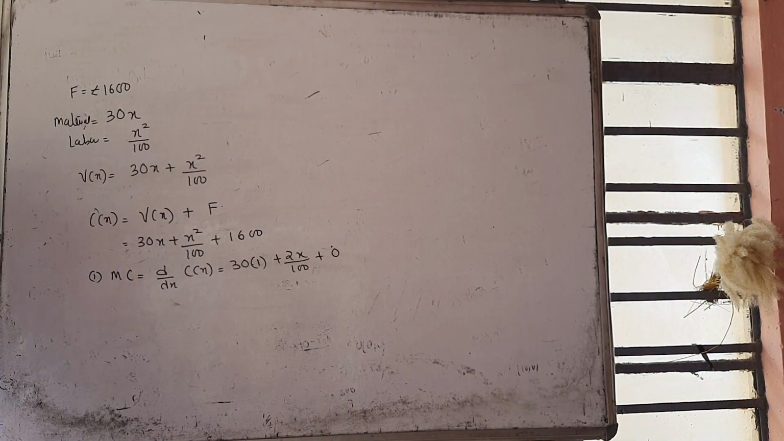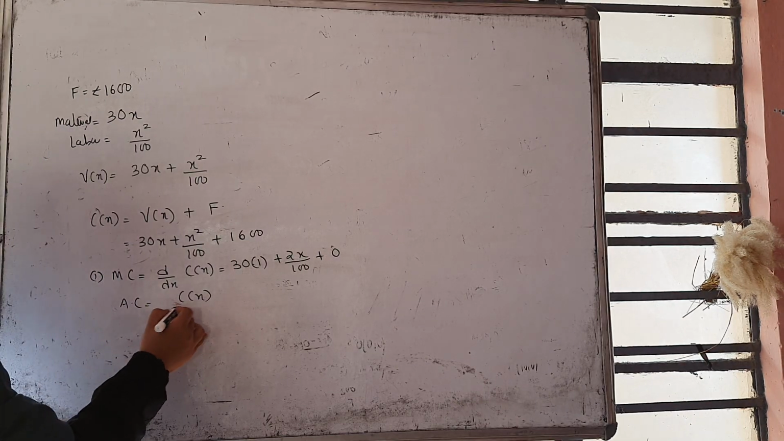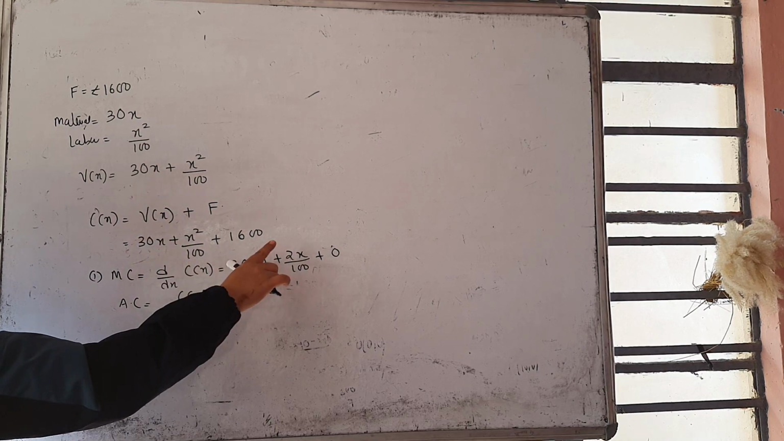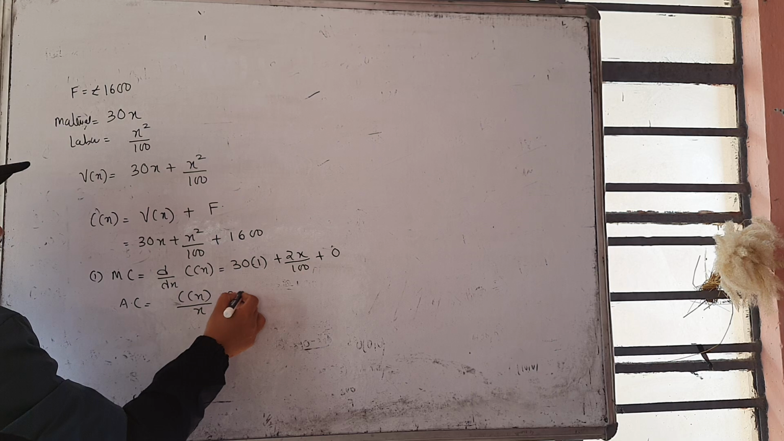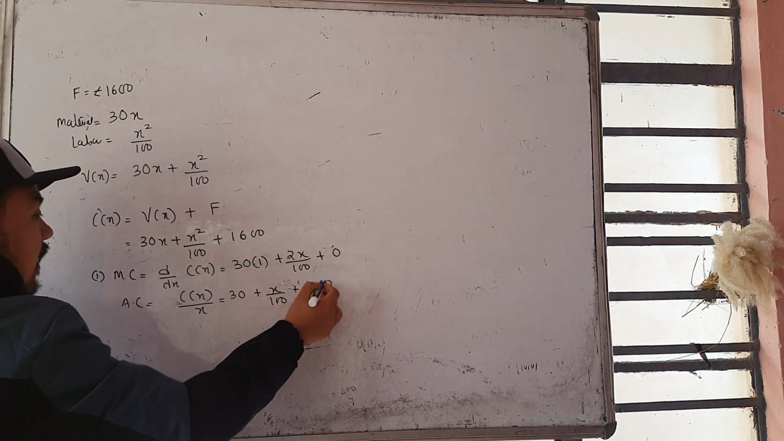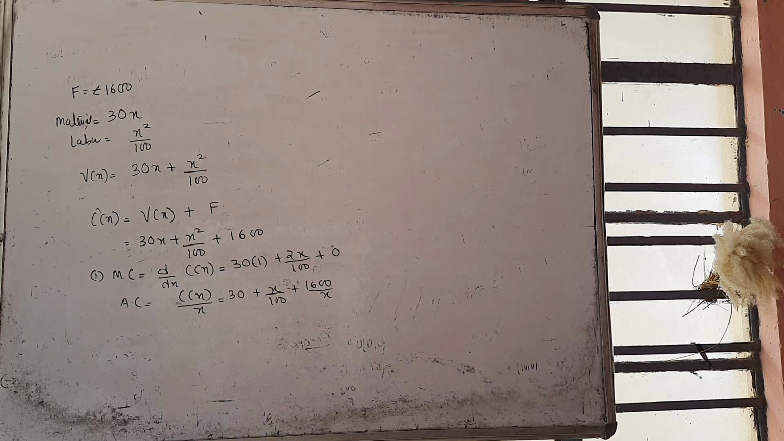Is that clear? Can anyone tell me how you find the average cost? Average cost means the cost divided by x. What is the cost, everyone? This whole thing, yes or no? When you divide everything by x, what will happen? x and x gets cancelled. So 30 plus x by 100 plus 1600 by x. So this is our second question on application of derivative. Is it clear, everyone?